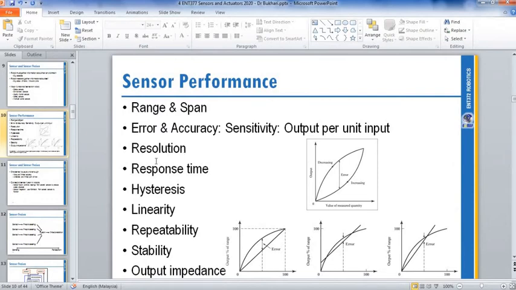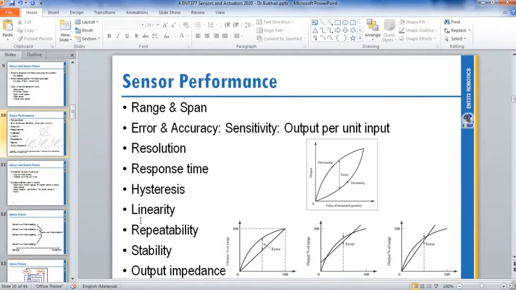Response time is the speed of response of your sensor. For example, if you use a laser to measure an object, what is the reflecting or response time for the sensor to get the information, such as the distance of the object. So how fast the robot can get the information.